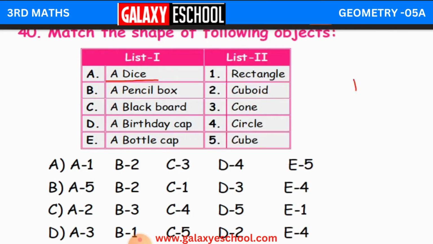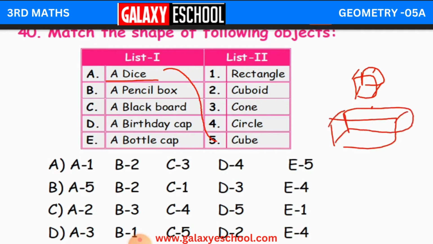How does a dice look? This is how a dice would be. Yes or no? So dice is in the shape of a what? Cube. So dice is matched with cube. Next comes a pencil box. Again, this will be our pencil box. Yes, pencil box is also a 3D shape. We can rotate and see. So pencil box is in the shape of a cuboid.